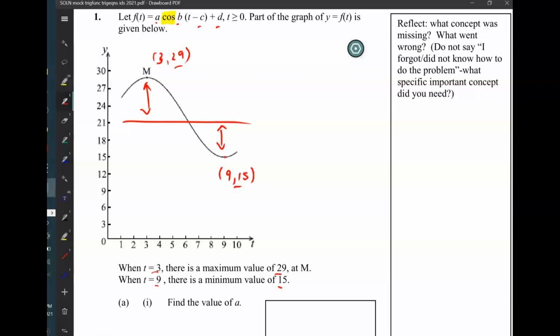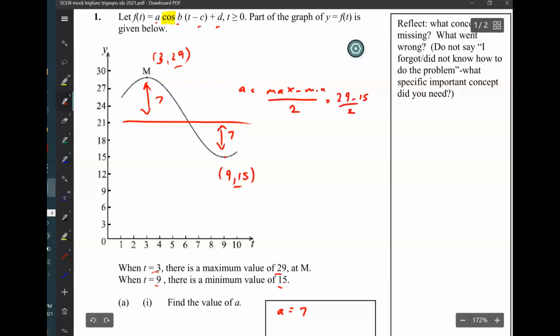There are 14 units between 29 and 15. That means that this would be 7 and this would be 7, meaning a would be equal to 7. The other way you could do it is to memorize the formula: a is equal to the max minus min y values divided by 2. So you have 29 minus 15 divided by 2, which is equal to 14 divided by 2, which is equal to 7. Okay, let's move on to the next one.